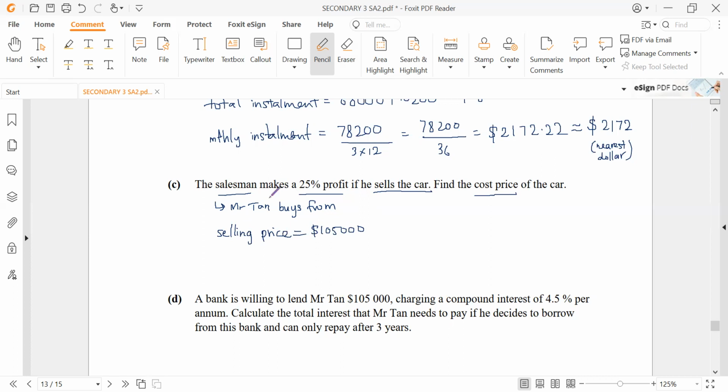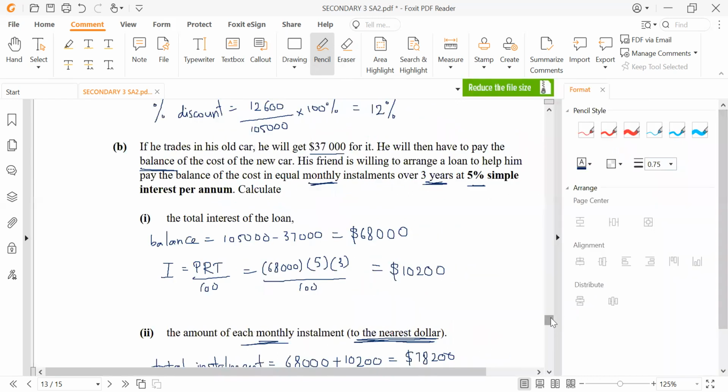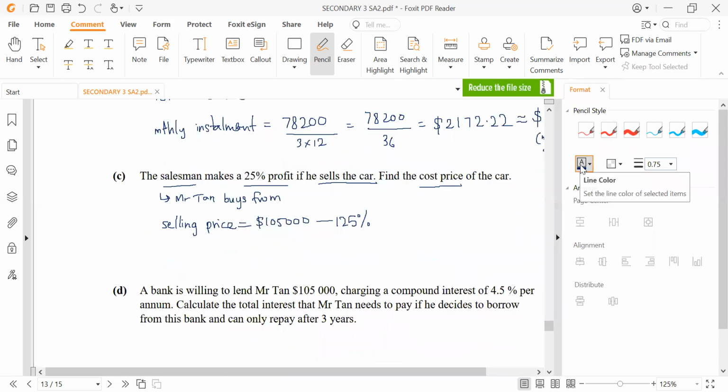$105,000. If you read carefully the question, after he sells the car, he gets the profit. Therefore, this is 125%. All right. The cost price of the car is the price he buys at, the buying price. So the salesman will buy it at a certain price and sell it at $105,000. So $105,000 is after he sells it, means he already got the profit. That's why $105,000 is 125%. And the buying price or the cost price is 100%.